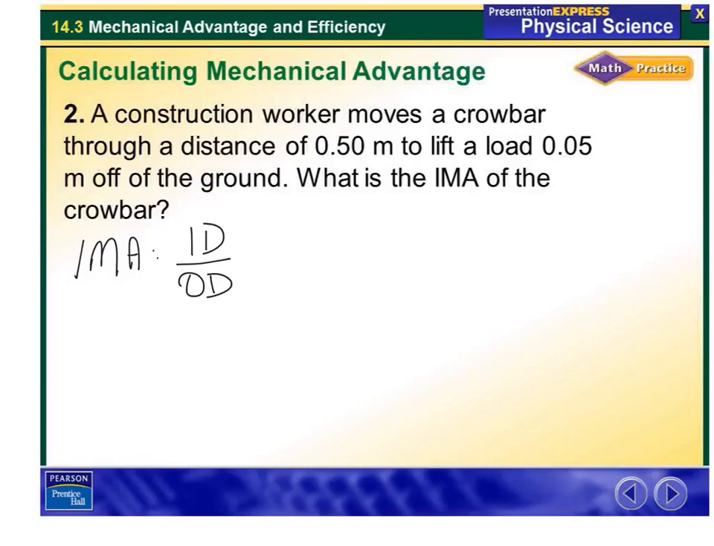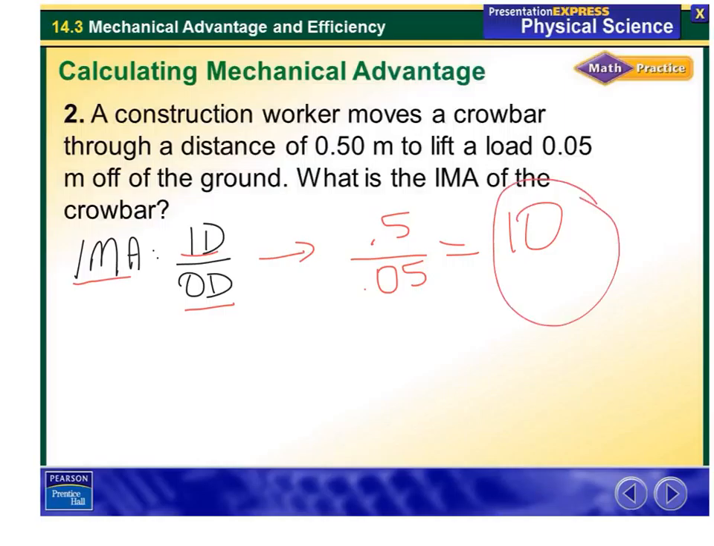Okay, remember our formula. The ideal mechanical advantage is the input distance divided by the output distance. What is our input distance? 0.5 meters. What is our output distance? 0.05 meters. Now we just do division. 0.5 divided by 0.05 is 10. So our mechanical advantage is 10.